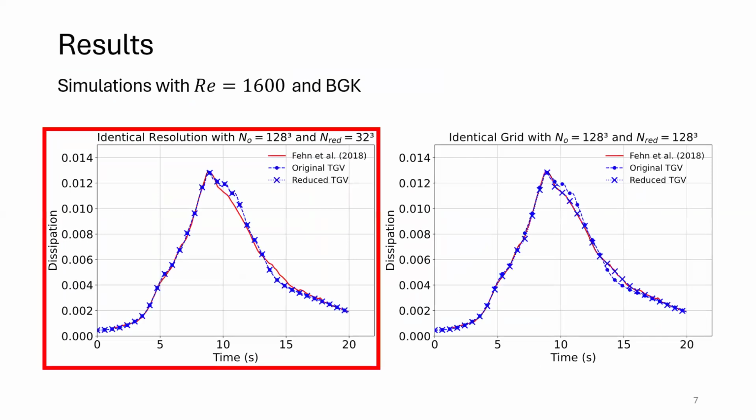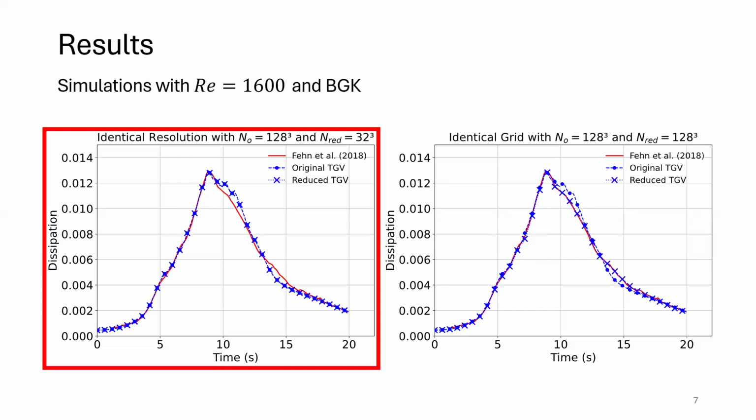So let's come to the results. I did some simulations with a Reynolds number of 1600 and the BGK collision operator. On the left-hand side, we can see the identical resolution. So my original Taylor-Green vortex got a resolution of 128 to the power of 3 and the reduced of 32 to the power of 3. We got identical results on the dissipation over time graph. We are plotting as well the reference supported by Fehn et al. So as we can see, and what was the first idea, we got the same results with a way lower fraction of the full Taylor-Green vortex.